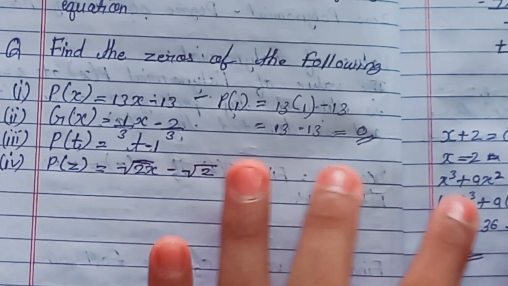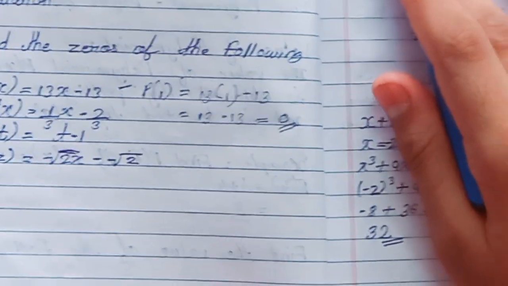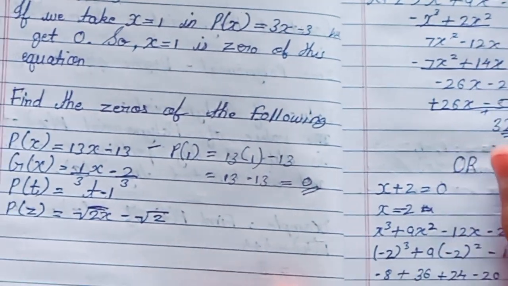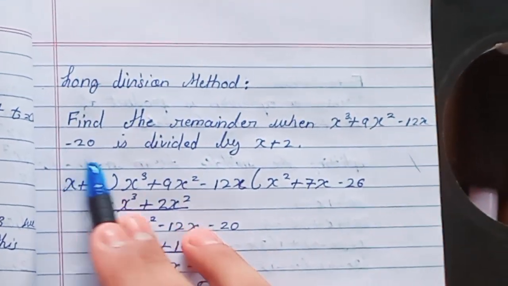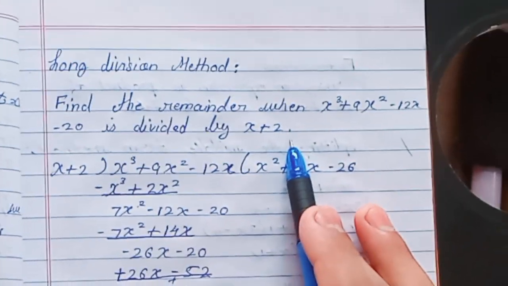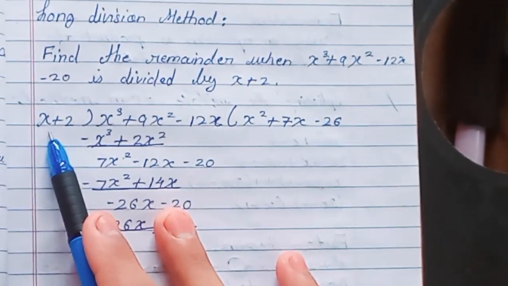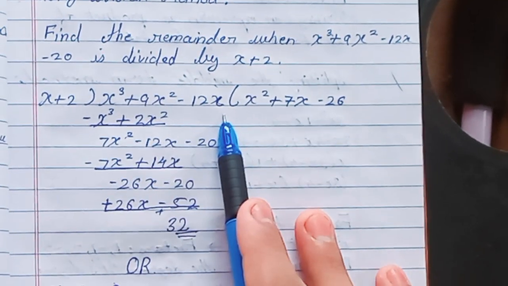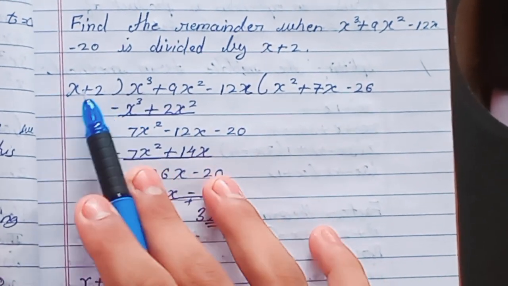So now next topic is long division method. We can understand this by an example. Find the remainder when x cube plus 9x square minus 12x minus 20 is divided by x plus 2. So this is the long division method. We can see right here, if we divide this polynomial by x plus 2, we can get this quotient and this remainder. I'll explain you how.